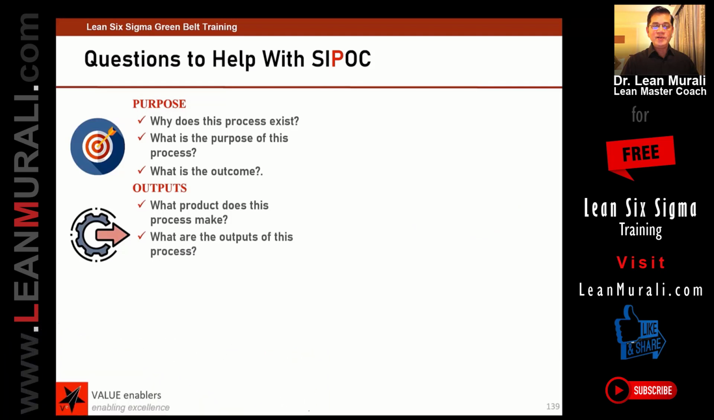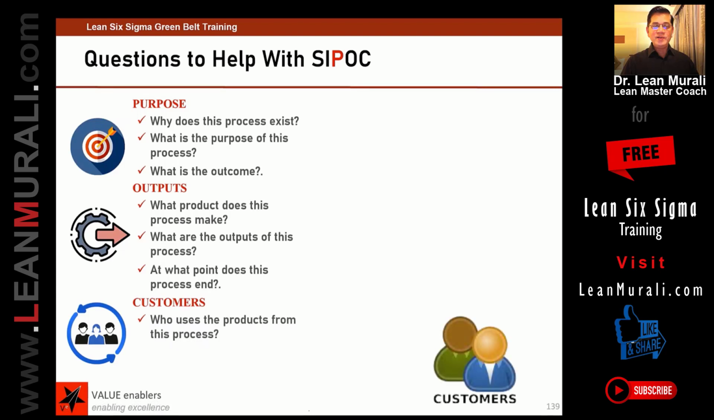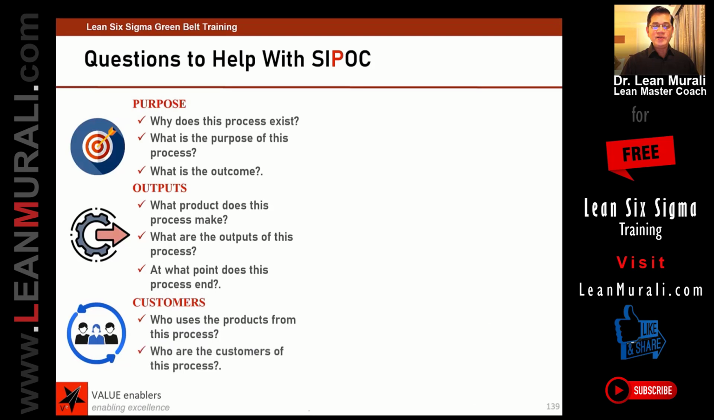What are the outputs of this process? I'll tell you in a video now. The output of the process can be a bill also and cash paid also. Let's see if the customer is visiting a restaurant. Let's see the output with an example. And at what point does this process end? Suppose a customer enters the pizza restaurant and then leaves the pizza restaurant. At what point does the process end? Getting money and putting it, collecting money after this. Now, of course, who are your customers? Let us see in the video example who your customers are. Who uses the products from this process? Who are the customers of this process?